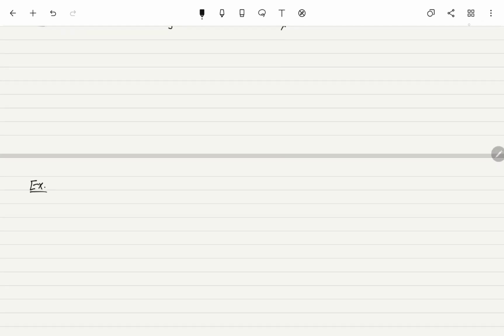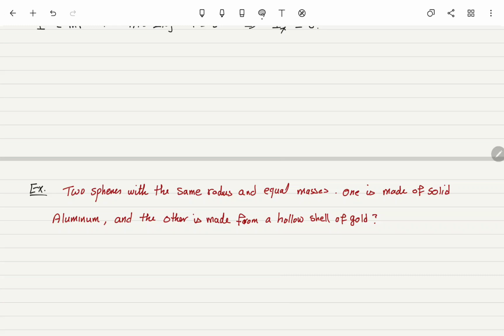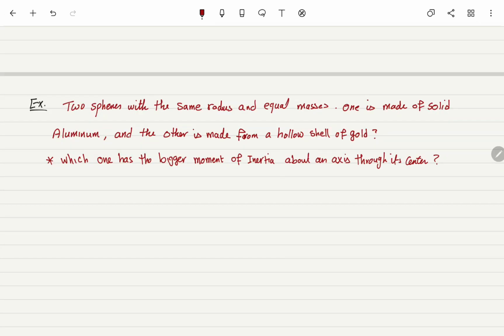Example: two spheres with the same radius and equal masses. One is made of solid aluminum and the other is made from a hollow shell of gold. Which one has the bigger moment of inertia about an axis through its center?